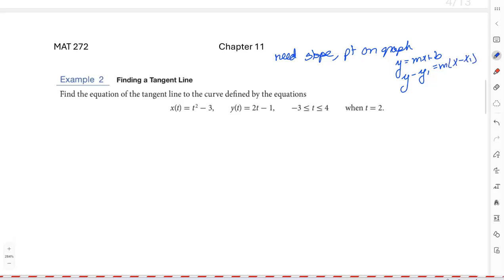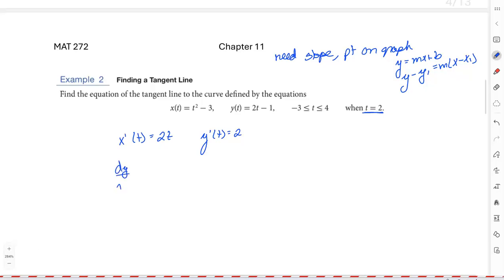So we'll start by finding the slope. To find the slope, we're going to take the derivative, and we're going to plug in t equals 2 for that. So x is equal to t squared minus 3, so that means x prime, the derivative of x with respect to t, is 2t. Y of t is equal to 2t minus 1. So the derivative of that with respect to t is 2.